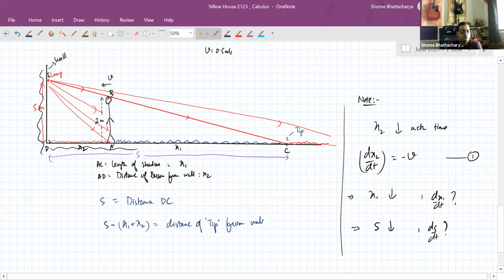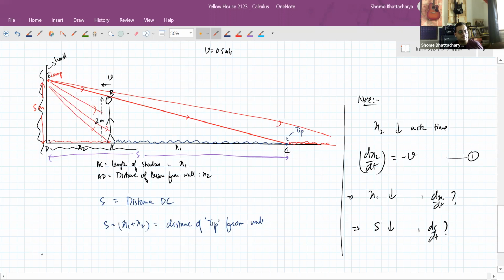Because this other point D is stationary, the rate at which S is changing will be the speed of the tip of the shadow. That is the speed of the point C. So how will we do this? For this, we need to find the relationship between x1 and x2. Because we need to find out x1, and from that we'll find out S, which is x1 plus x2. So that's where our similar triangles concept will come in.